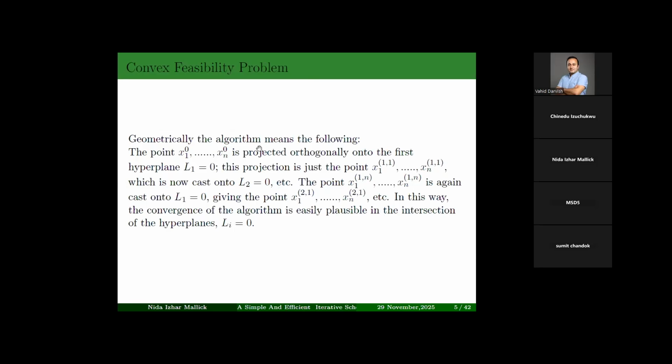one by one. Like for example, if we take an initial guess and then project it onto the first hyperplane L1 corresponding to equation number 1 and then obtain a solution corresponding to it, then project onto the next hyperplane and so on, continuing this way. So in this way, the point keeps bouncing between hyperplanes, getting closer and closer to the intersection.